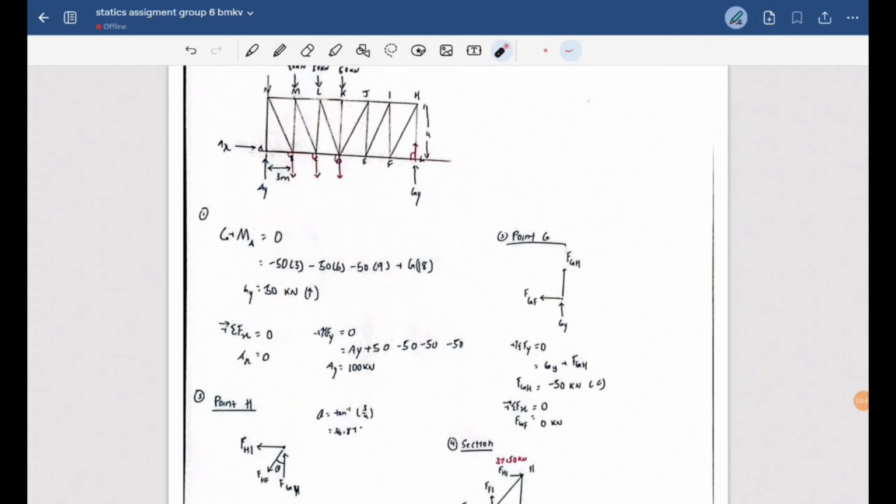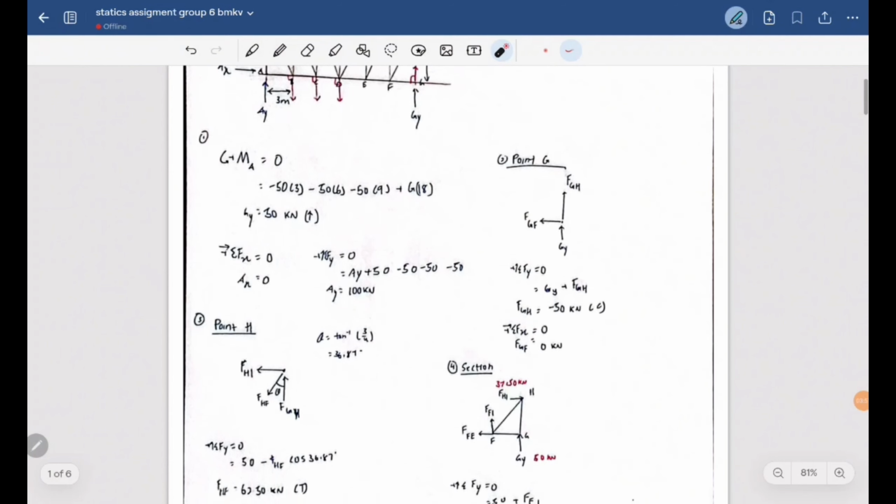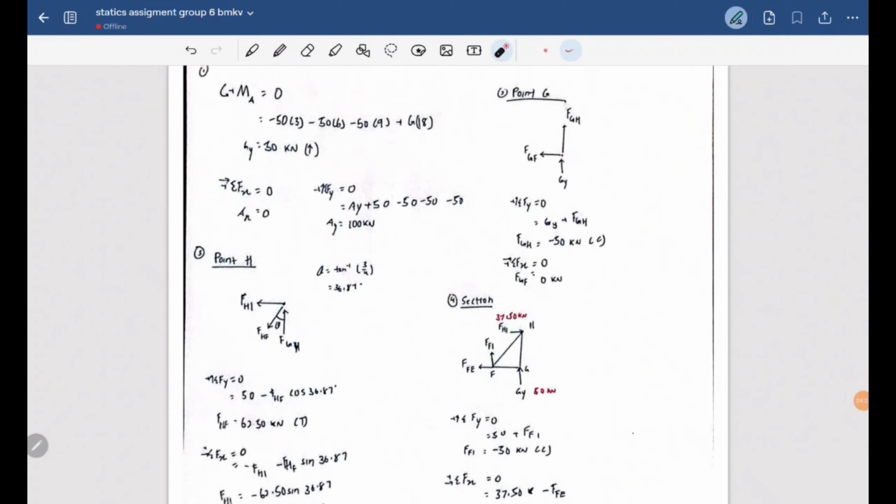Second step is we find the force on point G here. So there is Gy, FGH, FGF. Still the same step: total Fy equal to 0. So we have Gy and FGH, and we get Gy plus FGH. FGH equal to negative 50 kilonewton, and it is compression. So it is compression, it will look like this. For total Fx, we only have FGF. So FGF equal to 0 kilonewton.